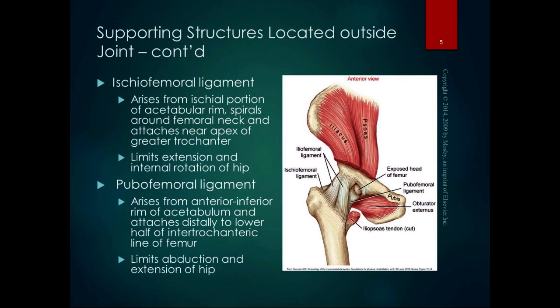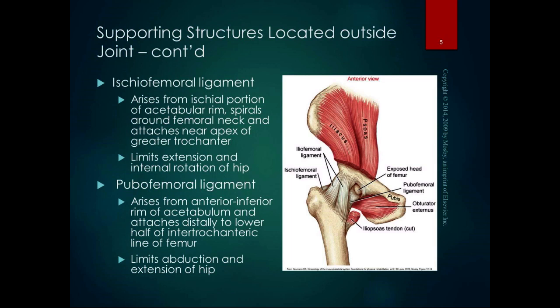The ischiofemoral ligament arises from the ischial portion of the acetabular rim, spirals around the femoral neck, and attaches near the apex of the greater trochanter. So when you look at the position of the iliofemoral ligament and the ischiofemoral ligament and the pubofemoral ligament, they're sort of spiraled around the neck of that femur, really holding that femur into the acetabulum.